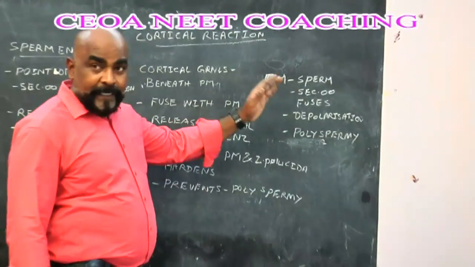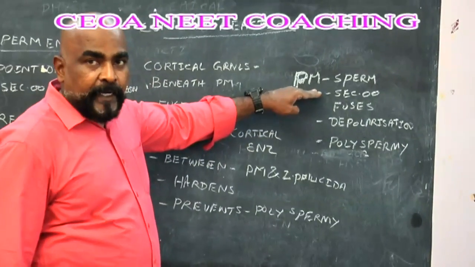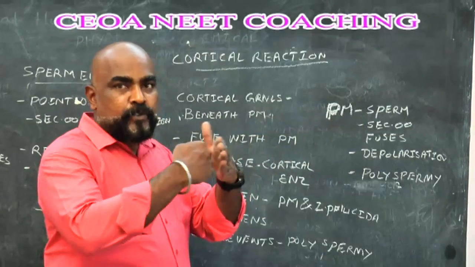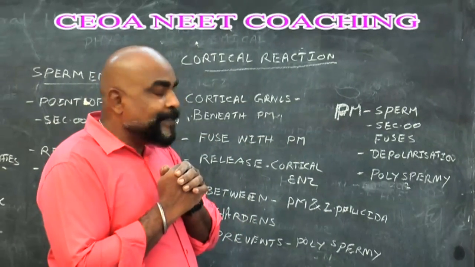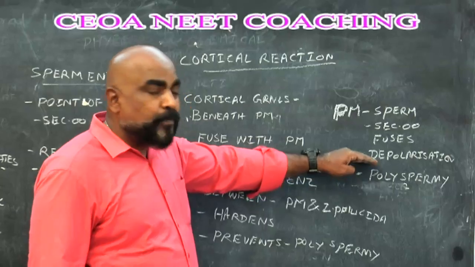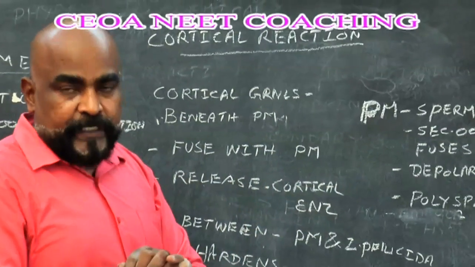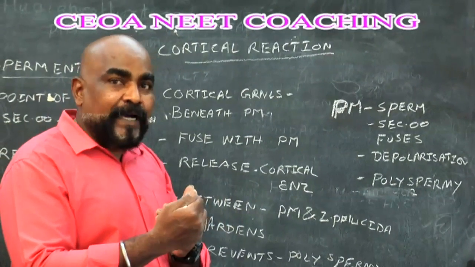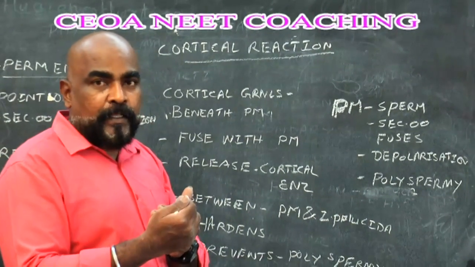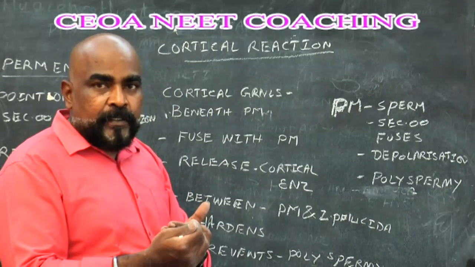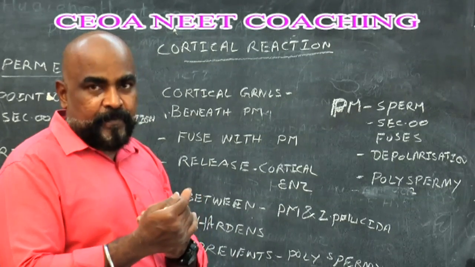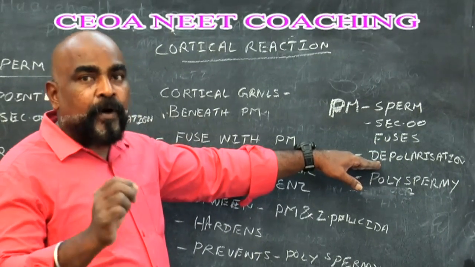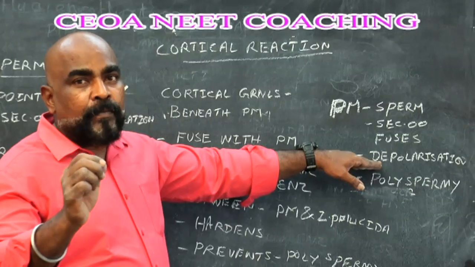Next, in the acrosomal reaction, the plasma membrane of the sperm and the secondary oocyte fuse together, and that results in a depolarization of the secondary oocyte. This depolarization prevents the entry of other spermatozoa. Thereby, it prevents polyspermy.